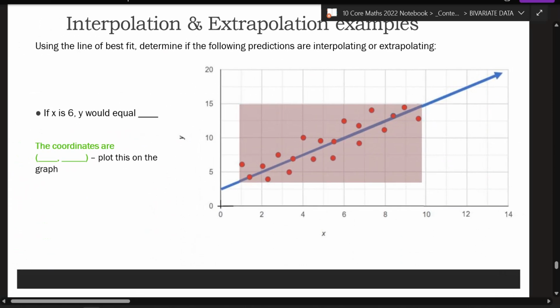All right, so let's make some predictions here. If x is 6, y would equal, so we're looking at the x-axis, and if x was 6, y would be 10, okay? And 10 because it lines up with that number there on the y. The coordinates for this point, actually let me use green. Okay, what's the coordinate for that point, guys? 6, 10. Okay, don't forget that. That guy there is (6, 10).